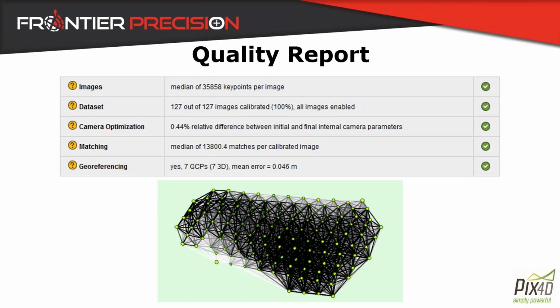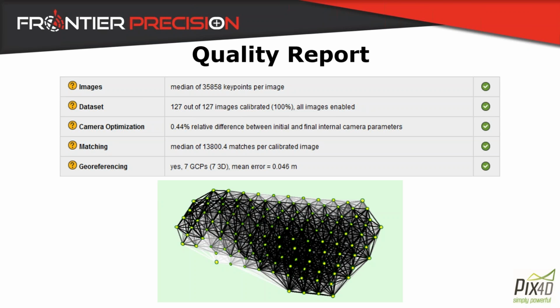So this means that we have a single block of images, and the darker the lines are, the more matches we have between each image. The next thing you want to look at, up on the top right, is to make sure that every one of these items has a little green circle with a check mark in it. This means that everything is looking good so far.